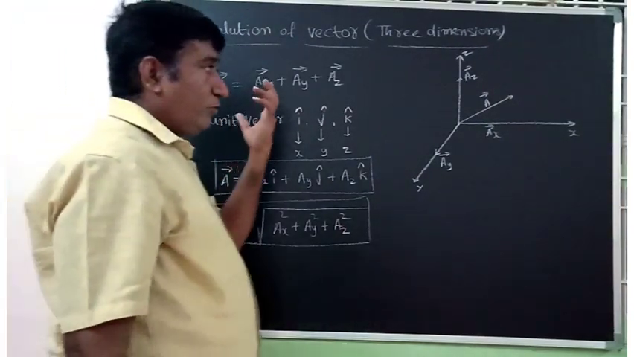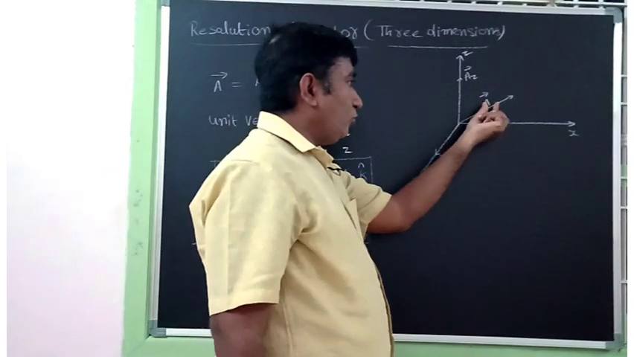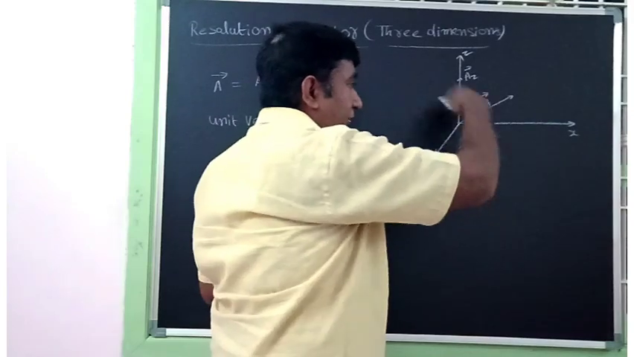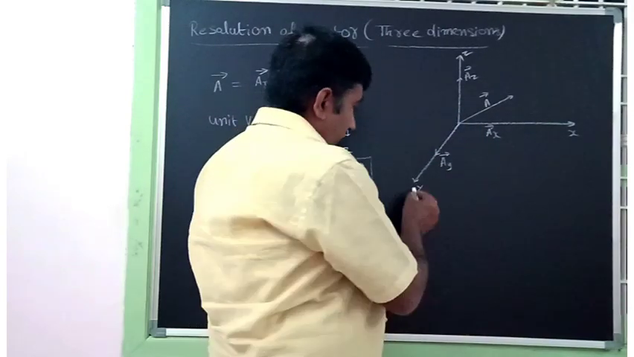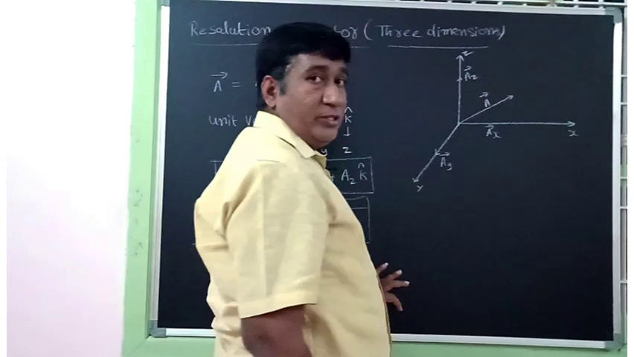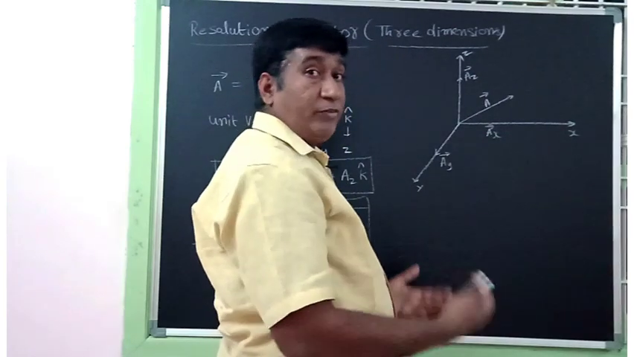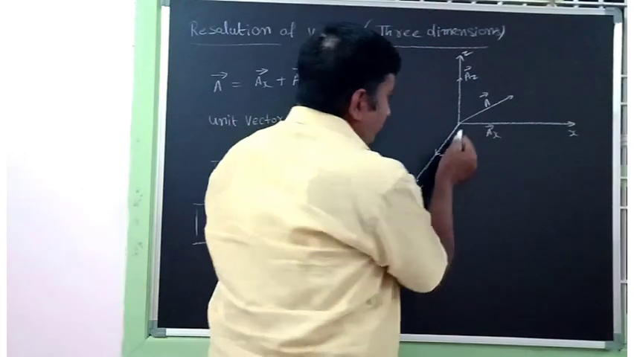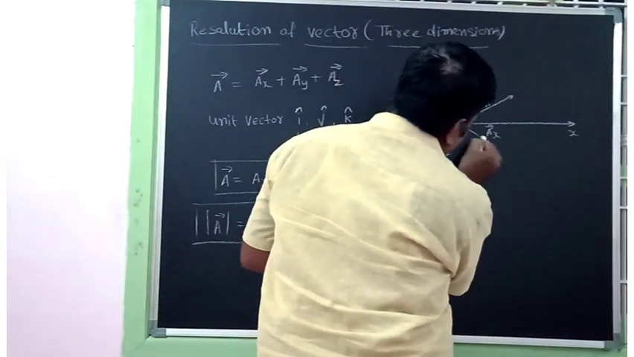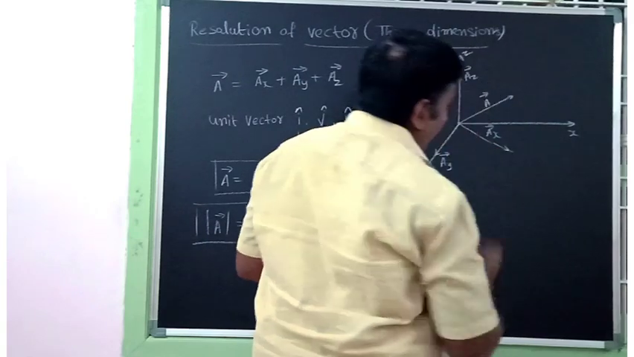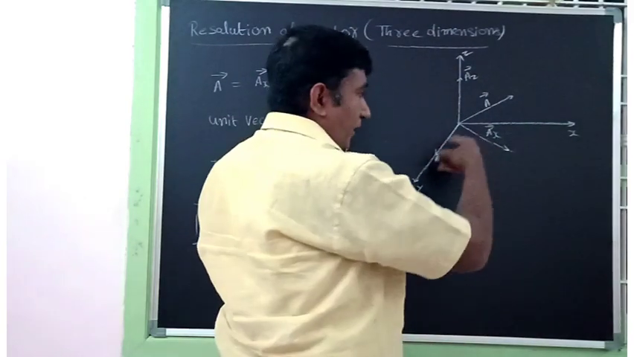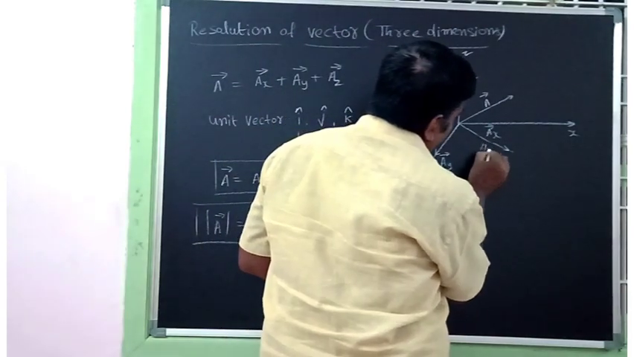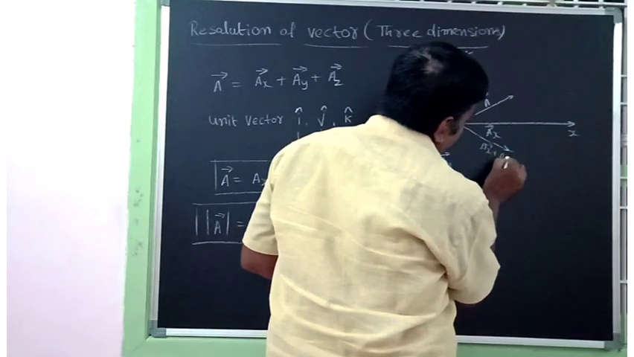In the previous class we said that A vector can be resolved into two components along the x-axis and along the y-axis. Now here we are having three components. This x and y, which you have taken, are perpendicular to each other. The resultant which we are going to get here is like this. So this will be the resultant vector by using the parallelogram law of vectors, which is nothing but AX vector plus AY vector.